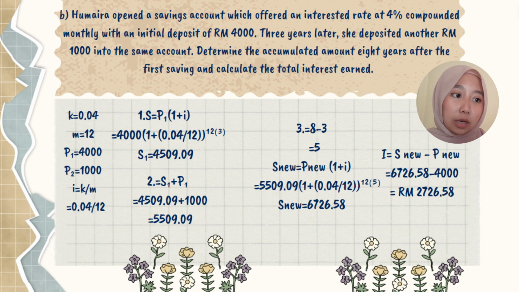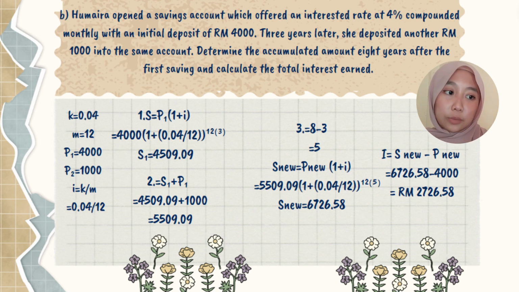Umaira opened a savings account which offered an interest rate of 4% compounded monthly with an initial deposit of RM4,000. 3 years later, she deposited another RM1,000 into the same account. Determine the equivalent amount 5 years after the first saving and calculate the total interest earned. First, K equals 0.04, M equals 12, P1 equals 4,000, P2 equals 1,000, and the formula I equals K divided by M.